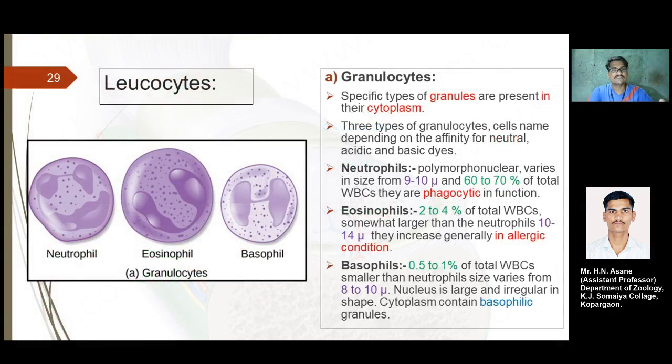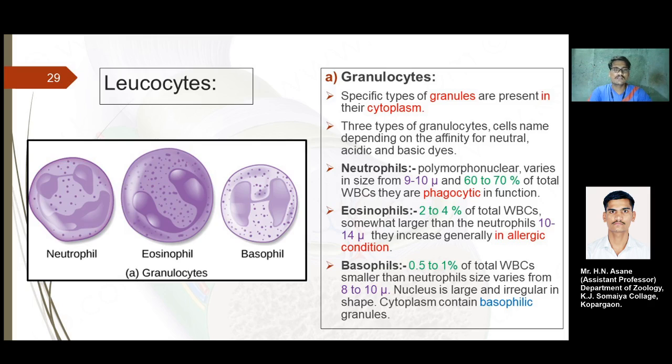First one we have seen the erythrocytes, and the next one is the leukocytes. That is nothing but the white blood corpuscles or the WBCs. And these leukocytes get divided into two parts: the granulocytes, and the second part is agranulocytes. Let's focus on what the granulocytes are. Granulocytes have a specific type of granules present in their cytoplasm.